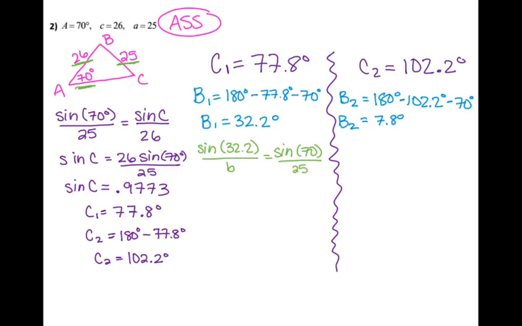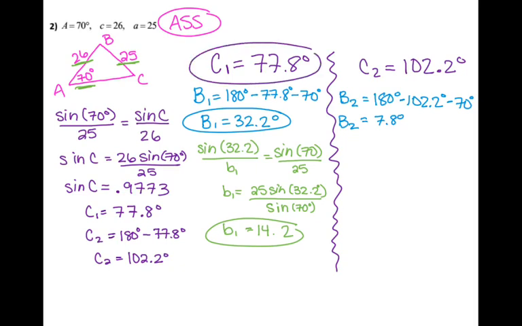Going to cross multiply to get B by itself. That gives me B equals 25 sine of 32.2 divided by sine of 70. Now, I obviously did not show all of my work for the cross multiplication, but you are more than welcome to do all the work yourself. I'm going to call this little b1. So 25 sine of 32.2 divided by sine of 70 gives me about 14.2. And now this triangle is solved because I have all three sides and all three angles.